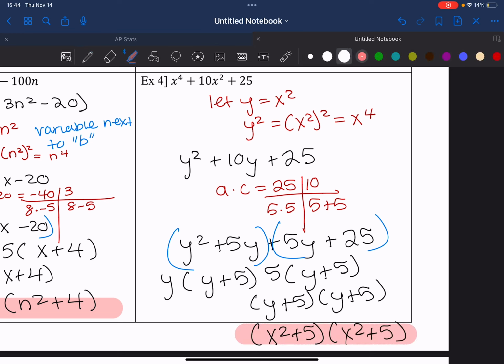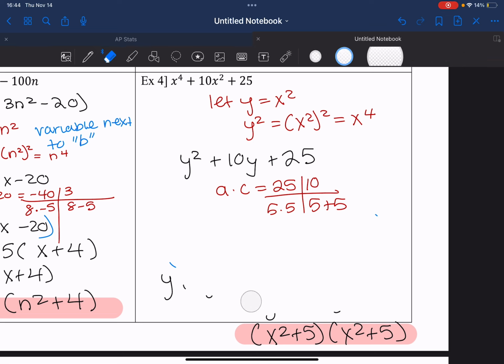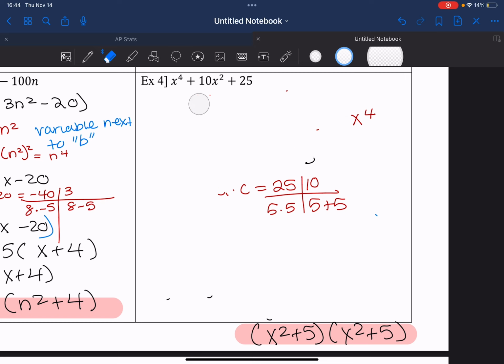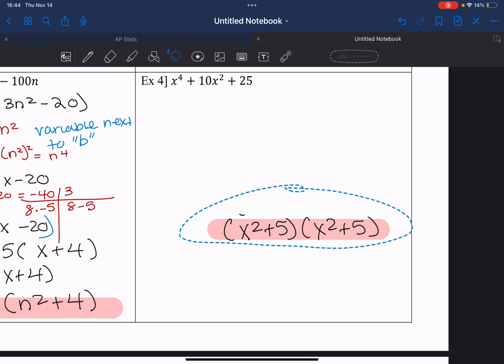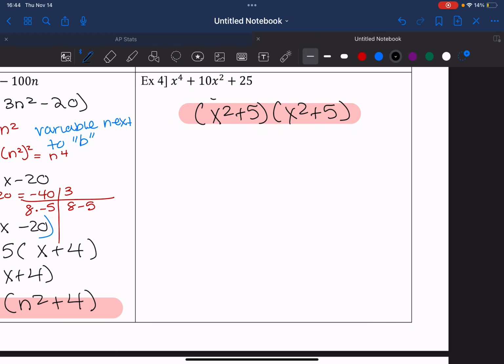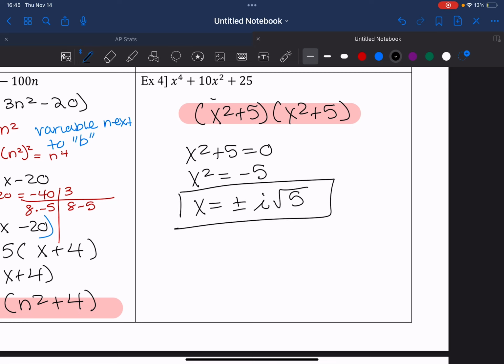Okay. But now I need to solve. So let me get rid of some of this up here so I can solve. Let's move this whole thing up here. Okay, now I'm going to set them equal to 0. But notice they're both the same number, so I'm just going to set one equal to 0. So x squared plus 5 equals 0 means I have x squared equal to negative 5, which means I have x equal to plus or minus i square root of 5. Because when I take the square root of a negative number, I get an imaginary number.